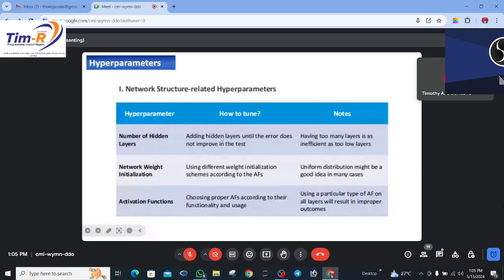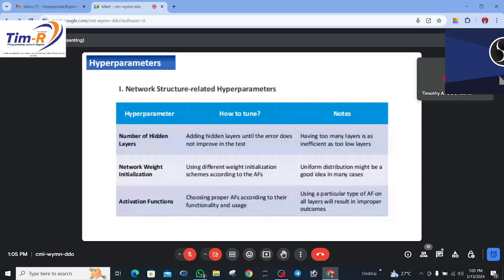So how do we tune the hidden layers? We keep adding them until the error does not improve on the test, which means that there's no change again. And we need to know that having too many layers is as inefficient as having too few. So the layers must not be too many and must not be too few as well. When the hidden layers are too many, it will cause overfitting, and when too few, it will cause underfitting. So it must be moderate. These are things to consider.